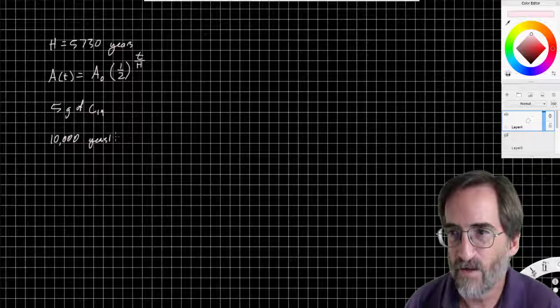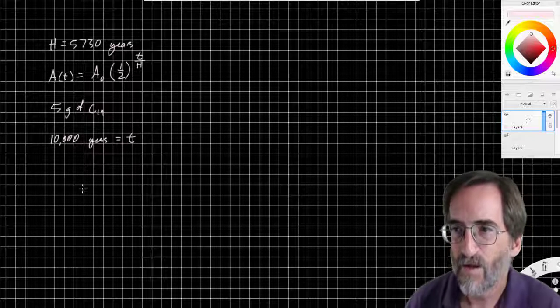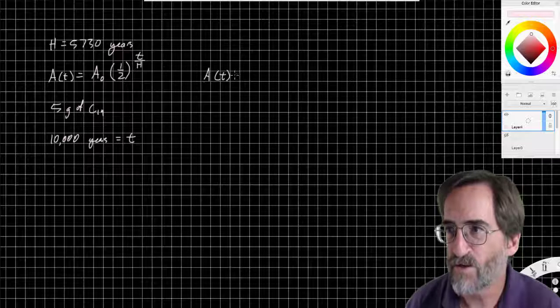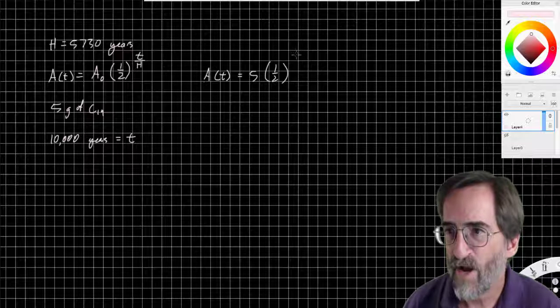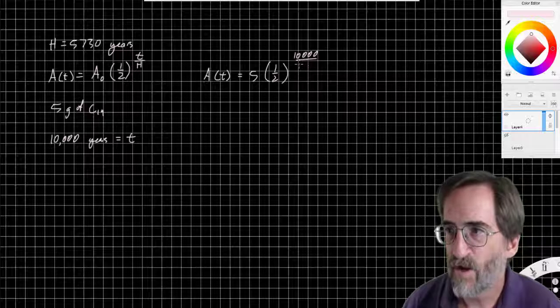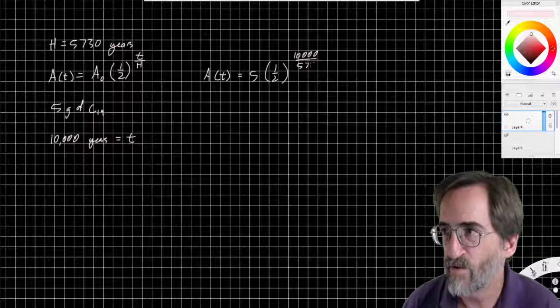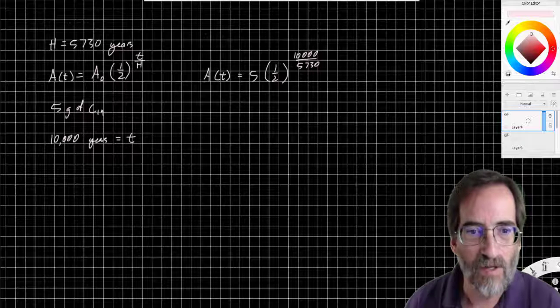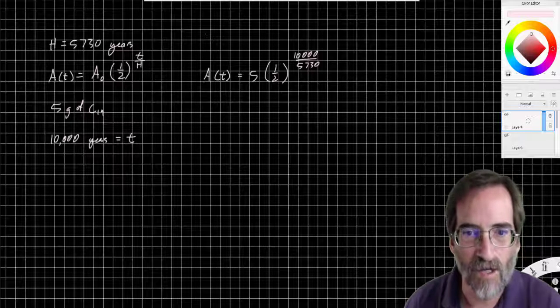Years, okay, that's time. All right, so we would say the amount of carbon-14 present in the sample after 10,000 years is 5 times 1/2 to the power of 10,000 over the half-life, 5,730, right? Really fairly straightforward, and we can punch that in our calculator.